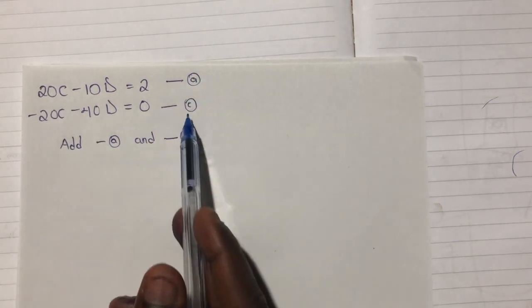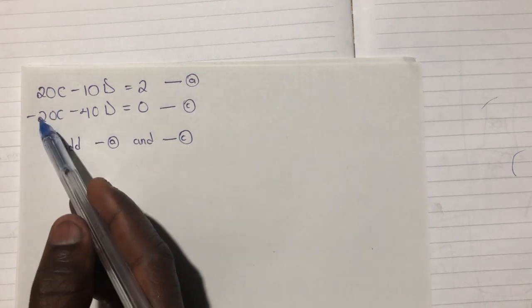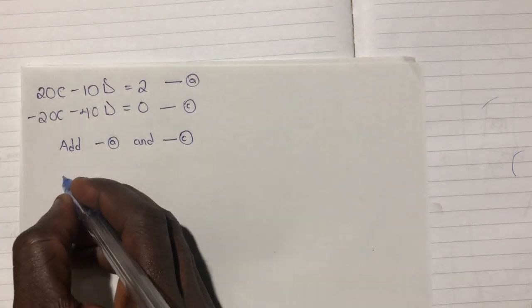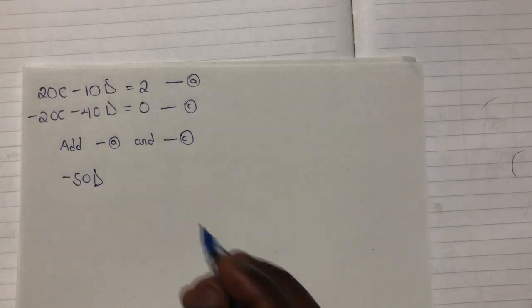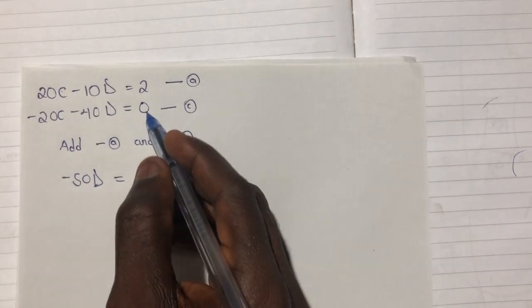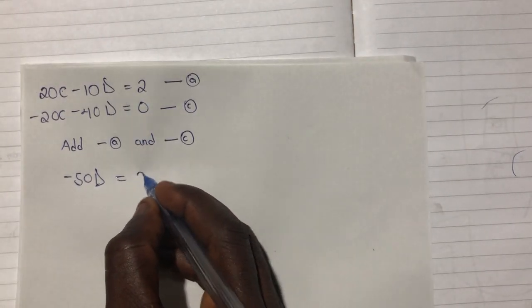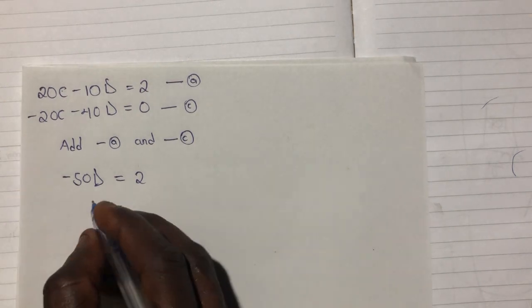So when I add equation A and C, like I've written here, what am I going to get? This side will be 0 and this will give me minus 50. So I'm getting minus 50D. C is 0, so there's no need for me to write it. Equal to 0 plus 2 will give me what? 2.